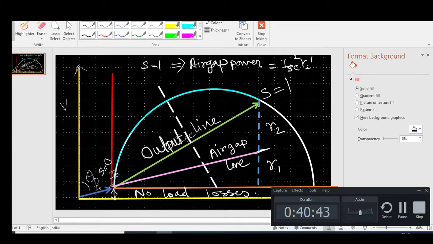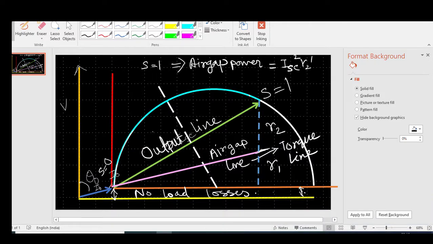Now this is our air gap line. As we know, air gap power is proportional to our torque in synchronous watt, so we can say the air gap line is also equal to the torque line.